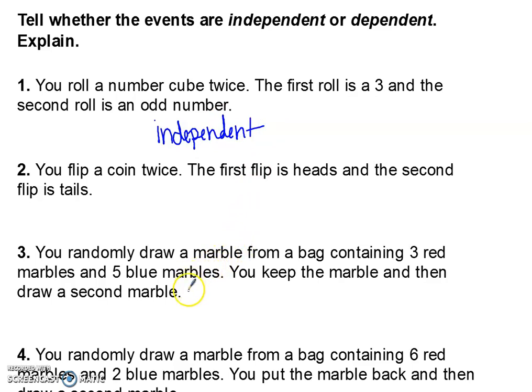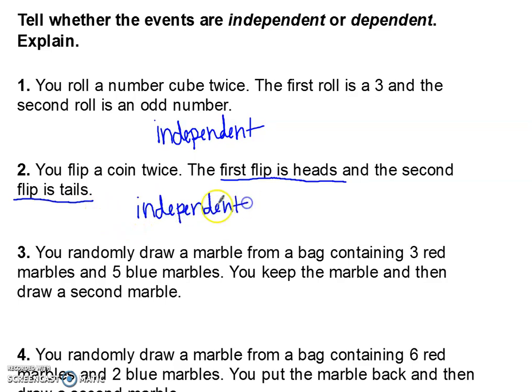You flip a coin twice. The first flip is heads and the second flip is tails. The first flip being heads does not impact the flip being tails. These events are independent.